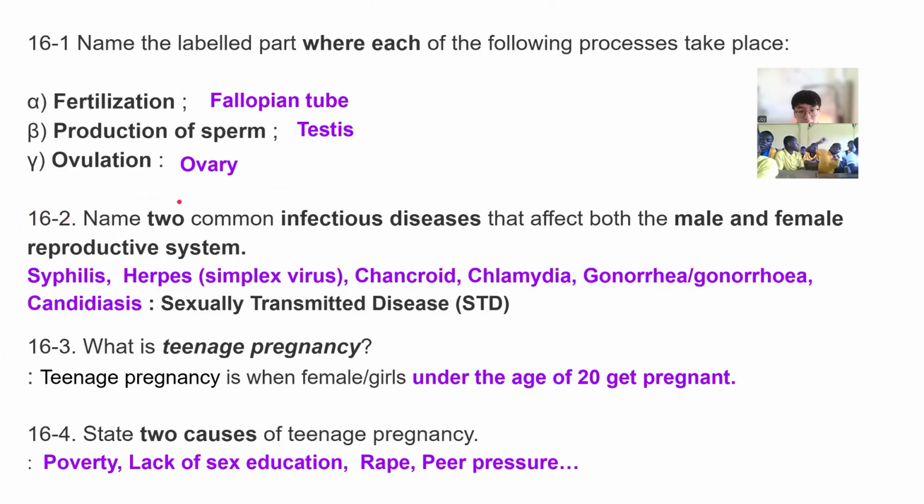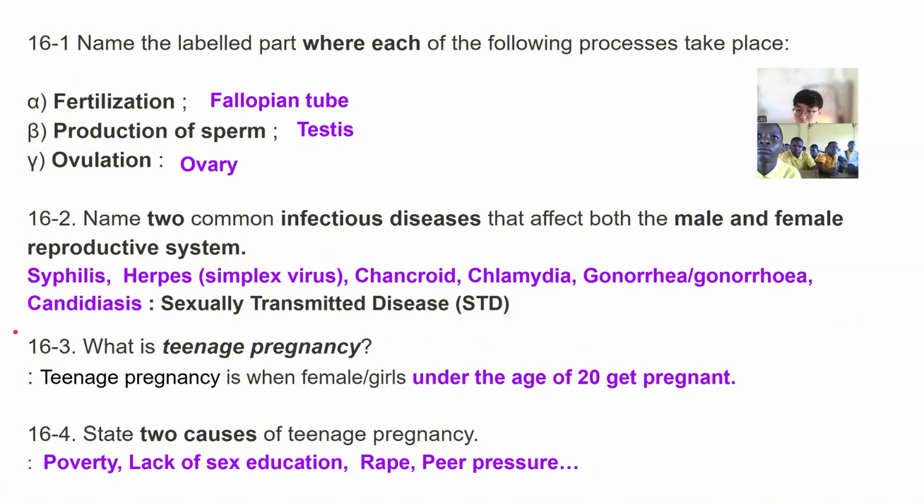So here it says to name two infectious diseases that affect both the male and female reproductive system. So I've listed some common diseases. All of these are called sexually transmitted diseases, or STDs. Things like syphilis, herpes, cancroid, etc. All of these are STDs.